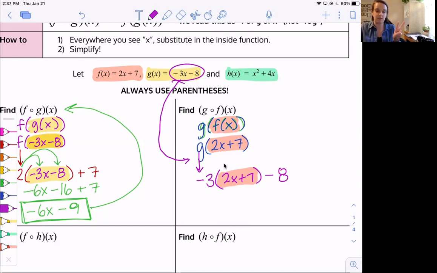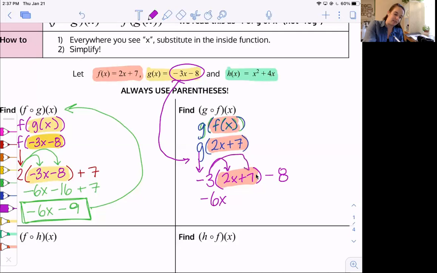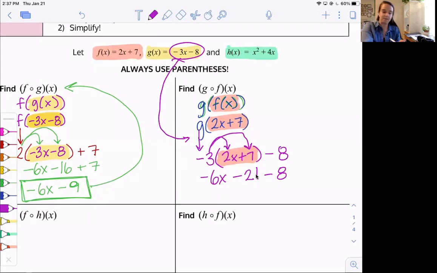We're on that second step, so I'm going to do that same distribution that I see from before. Negative 3 times 2x, negative 6x. Negative 3 times 7, minus 21. Thanks, Emiliano. And then minus 8. Thanks, Maya. How can we combine them? Or what should we combine? Minus 8.